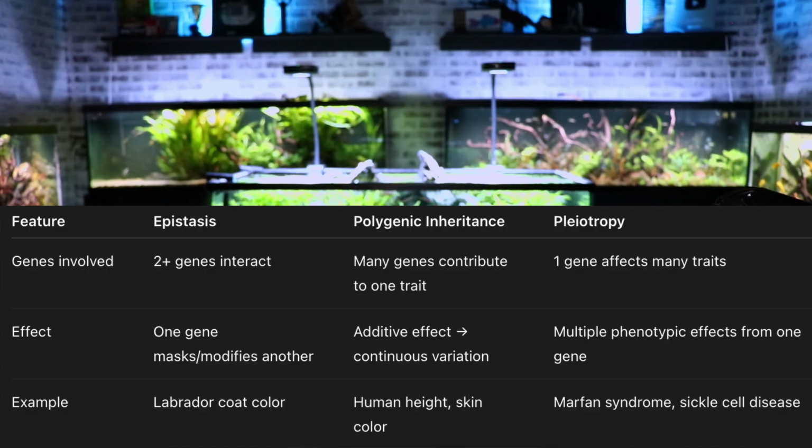Now, pleiotropy is an interesting one because that is one gene, but that one gene doesn't impact one single characteristic that leads to one trait. It's actually one gene that has an effect on multiple phenotypic characteristics. Sickle cell anemia would be a really good example of that.